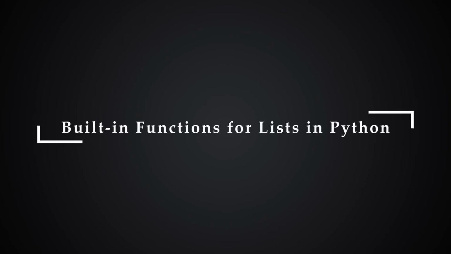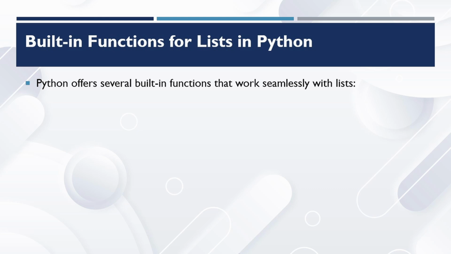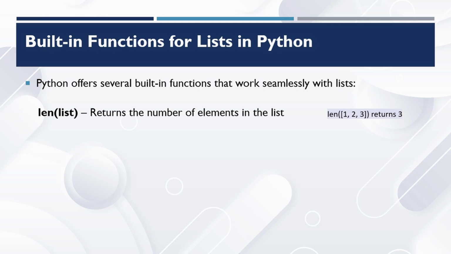Now let us discuss the built-in functions for list in Python. In addition to list methods, Python provides several built-in functions that allow us to perform common operations on lists efficiently. The len function returns the number of elements in the list. For example, if a list contains 3 elements 1, 2, 3, then the len function will return 3.